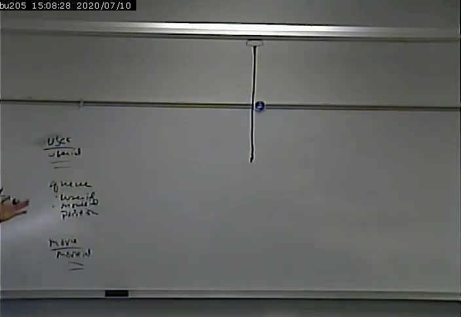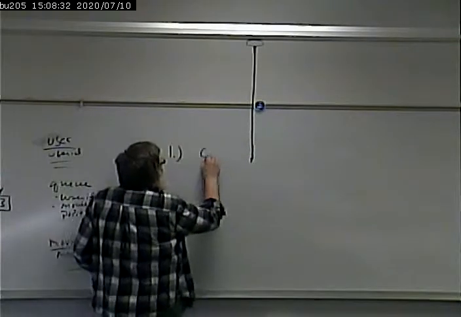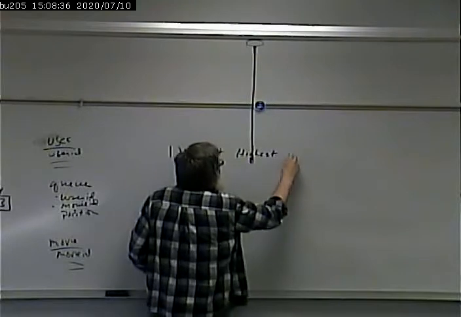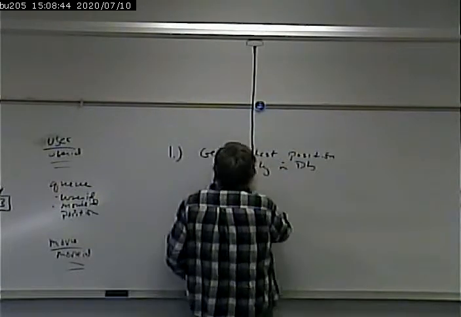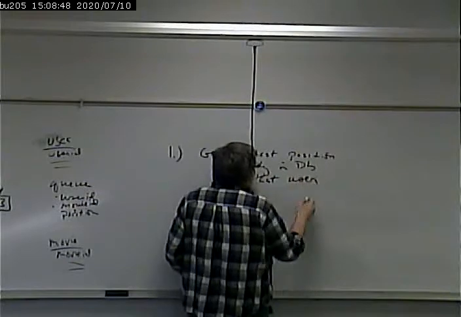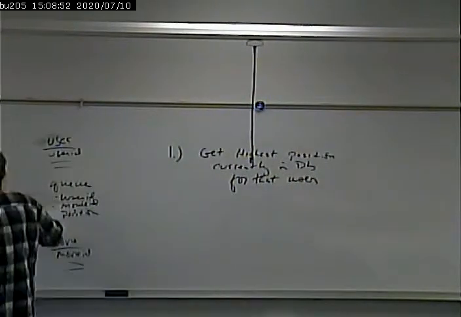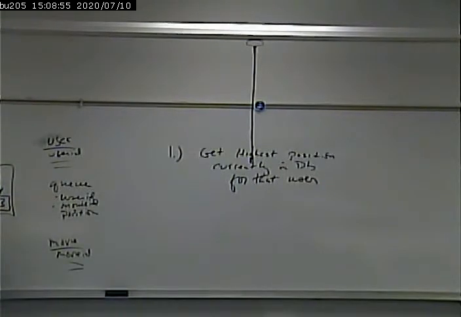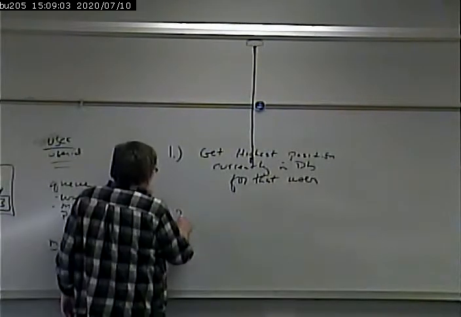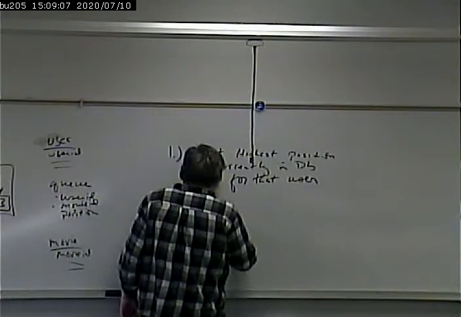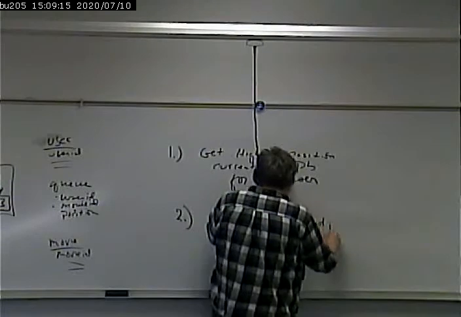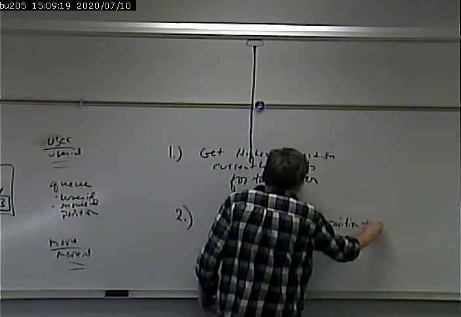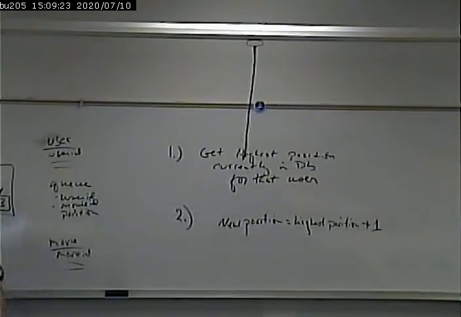So, tell me if this makes sense. The algorithm would be to first get the highest position currently in the database for that user. All right? So, if we haven't added this one yet, we would want to get that the current highest position for this user is 2. Then the new position will be the highest position plus 1. That makes sense for the algorithm of how to do that.